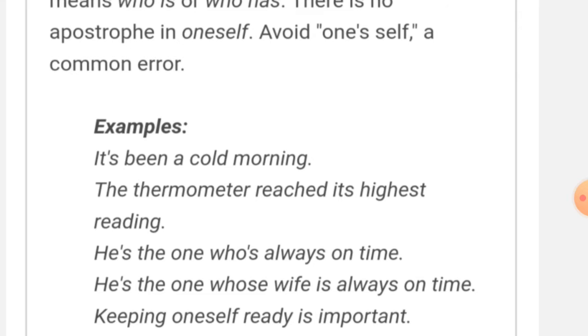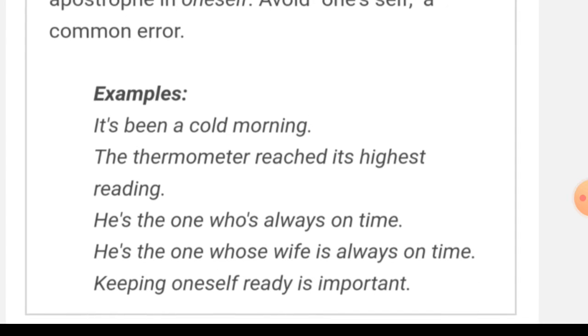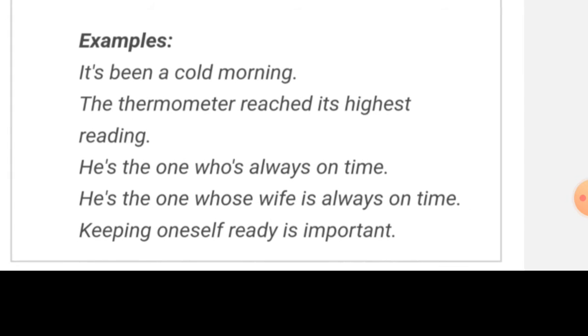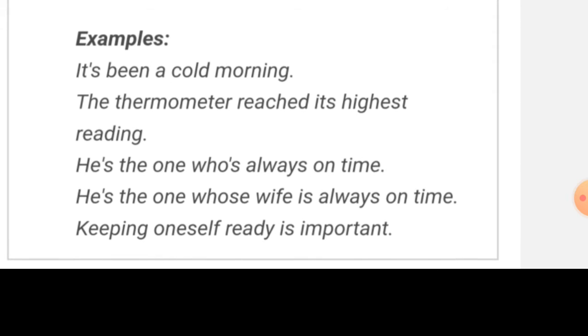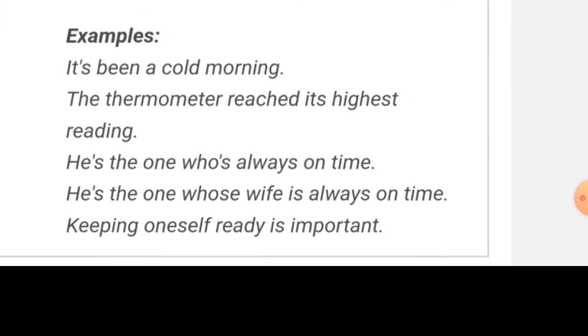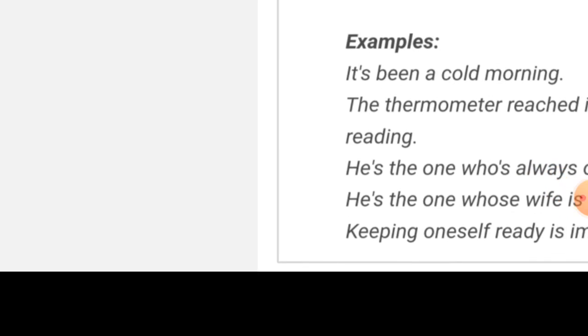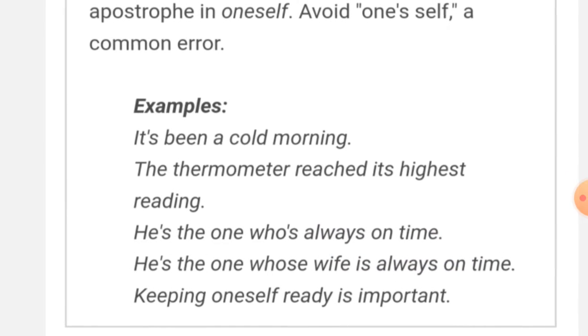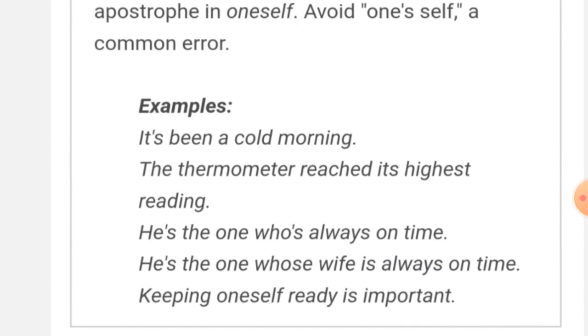He is the one whose wife is always on time. Again, he is the one whose wife, whose shows the possessive case of who. Keeping oneself ready is important. Here we need not put any apostrophe.